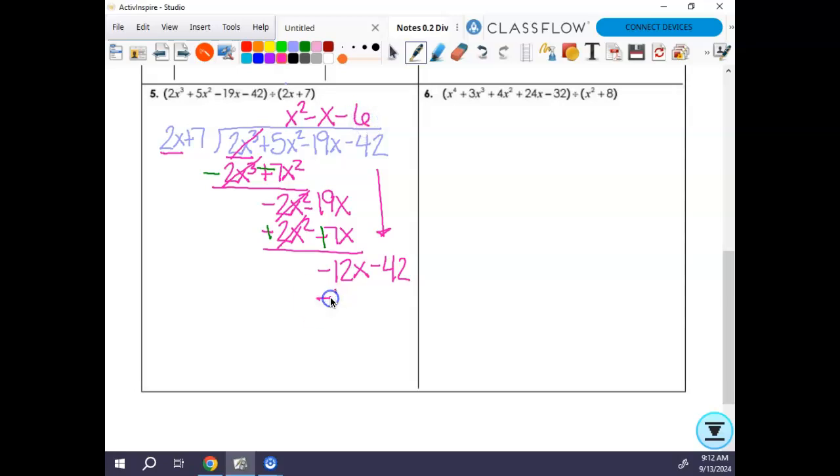So then I get negative 12x minus 42. I change the signs on the second row. Those zero out and those zero out. Now, will we always end with a zero remainder? No, but I'm doing that right now so we can look at a few different things, and then we'll talk about what happens when that doesn't happen. So my answer here is x squared minus x minus 6.